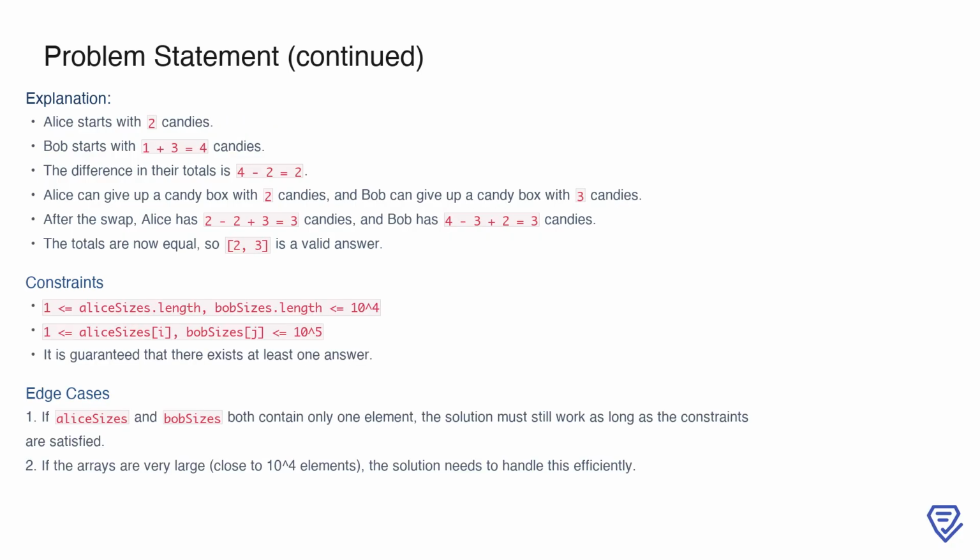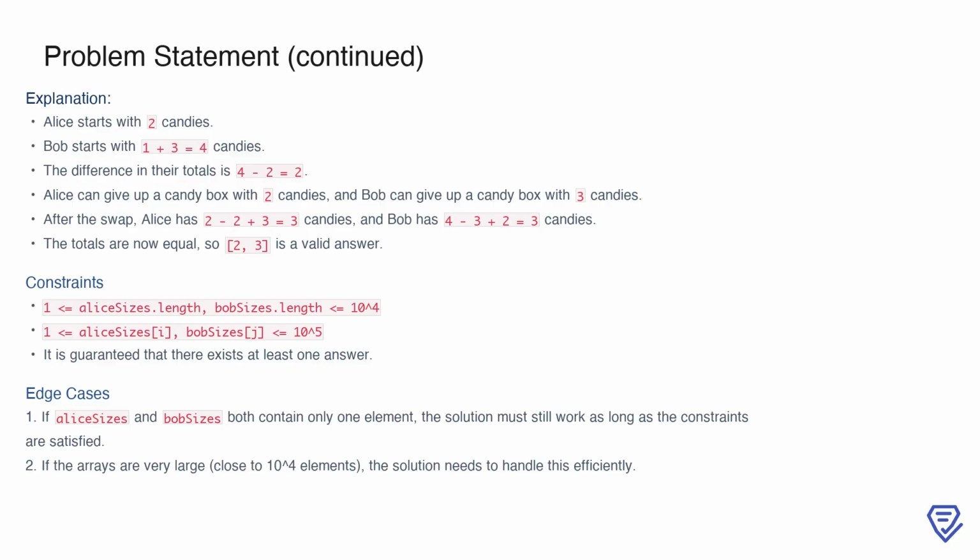For the third example, Alice begins with 2 candies, while Bob starts with 1 plus 3 equals 4 candies. The difference between their totals is 4 minus 2 equals 2. Alice can give up her box containing 2 candies, and Bob can give up his box containing 3 candies. After the exchange, Alice will have 2 minus 2 plus 3 equals 3 candies, and Bob will have 4 minus 3 plus 2 equals 3 candies. This makes their totals equal, so [2, 3] is a valid result.